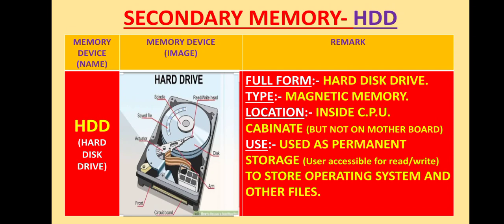Secondary memory, hard disk drive. Hard disk drive is a magnetic memory. It is also located inside the CPU cabinet, but it is not on the motherboard like RAM and ROM. It is used as a permanent storage to store operating system and other files. It is user accessible, means you can read or write the data on the hard drive.